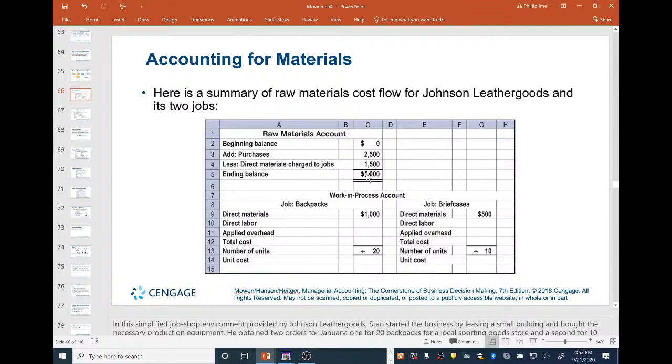So watch that 1,500 right here. 1,000 of the direct materials was for the backpacks. The other 500 was for briefcases. So there's where, when this is being depleted, that's where it's being replenished in down here in the work in process account. Everyone see that?